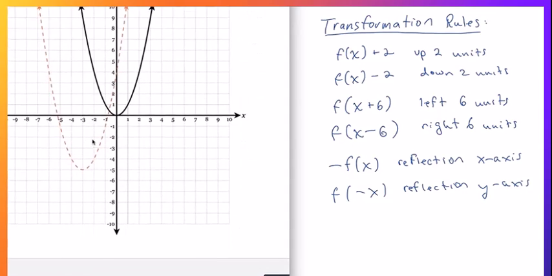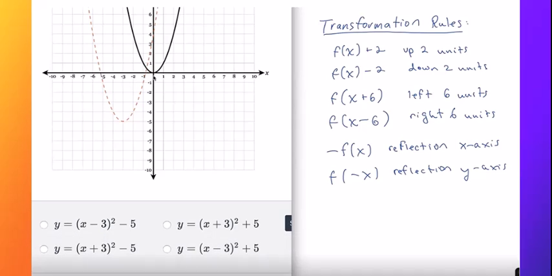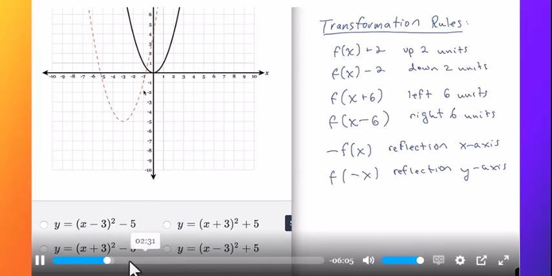So how would I go from a graph of x squared to a graph of this dotted line? Well, it is going left 3 and down 5. So which of these equations shows that a parabola x squared has gone left 3 and down 5?